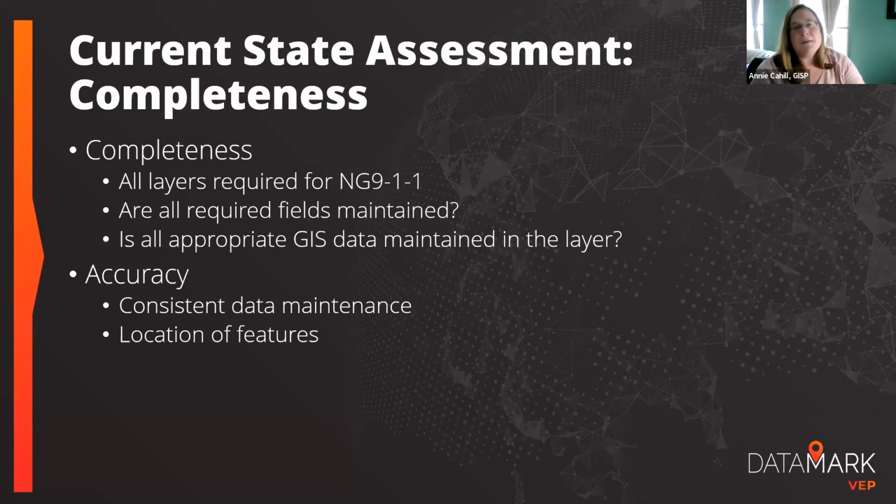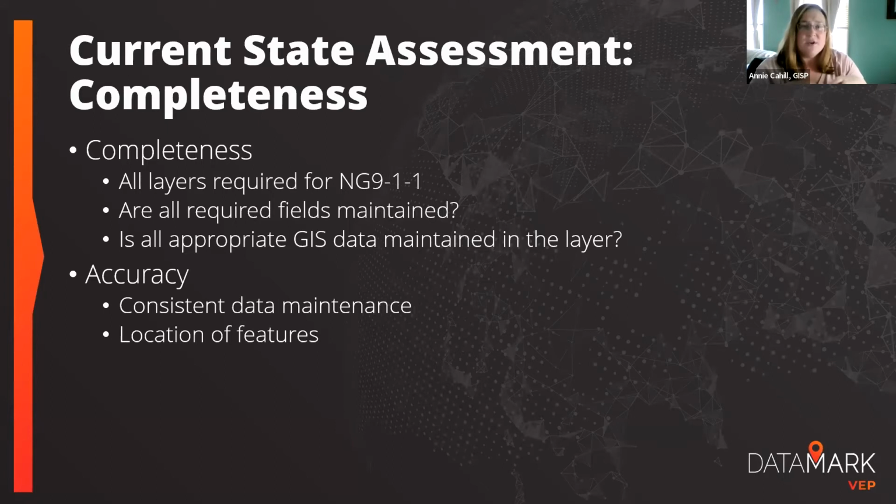So we want to make sure that all of the fields that are required within our data models are maintained. We don't want to leave any of our mandatory fields blank. We're making sure that if we already maintain data, we use that going forward in those conditional fields within the data model. And then also making sure, do we have all of the GIS data that we need to have? Are we missing streets? Are we missing addresses? And how would we know, right? So those are all different facets of completeness.